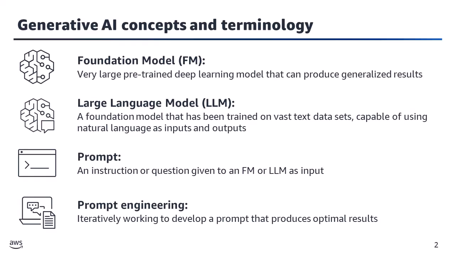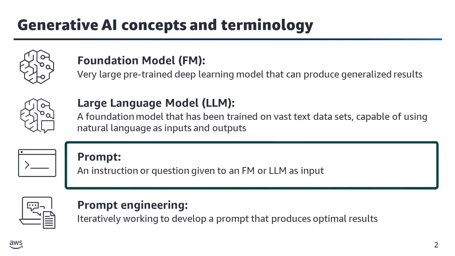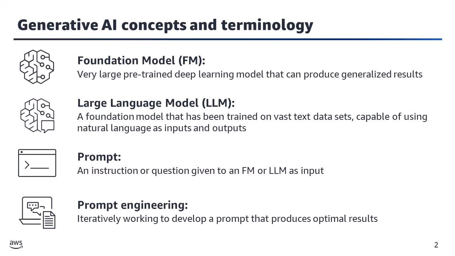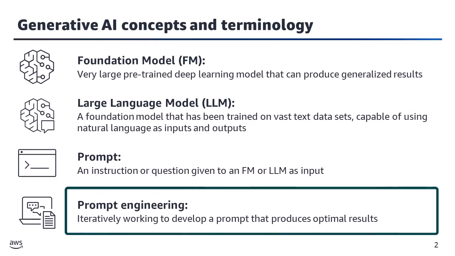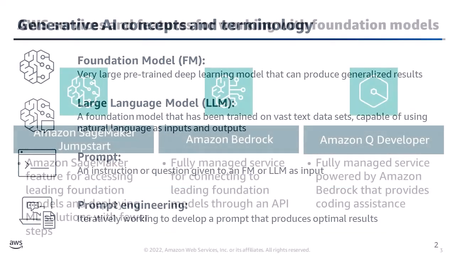Users or applications make a request to a foundation model by giving it a question or instruction known as a prompt. The model takes the prompt as input and generates a response as output. Because of the creative nature of foundation model responses, it often takes experimentation and multiple iterations to develop a prompt that yields the best possible output. The process of developing the optimal prompt for a particular model and use case is called prompt engineering.